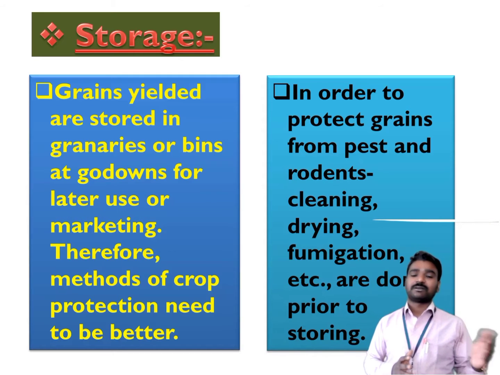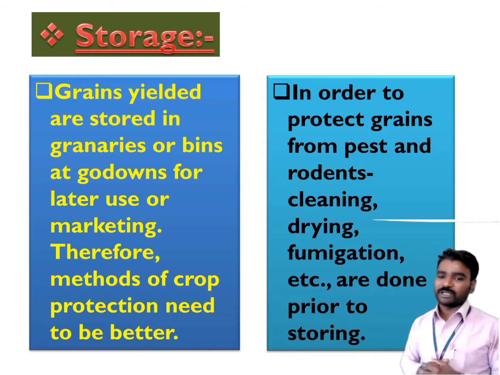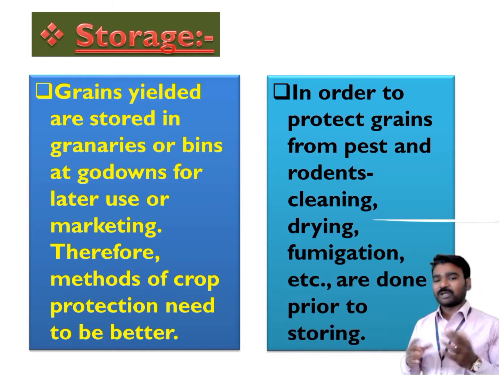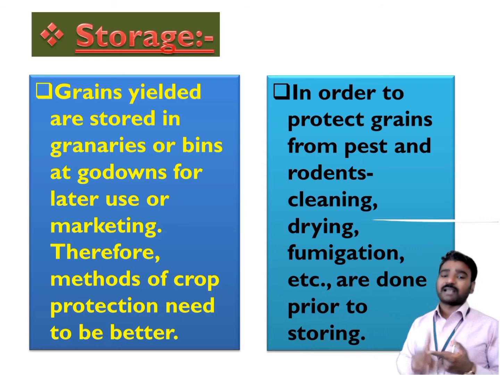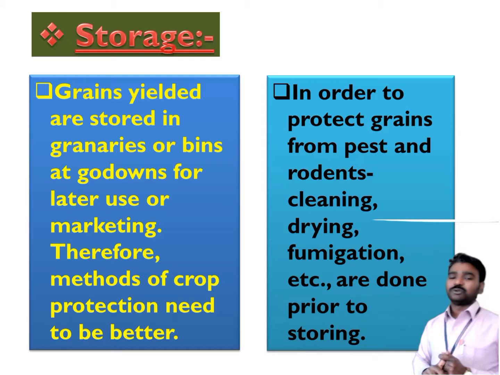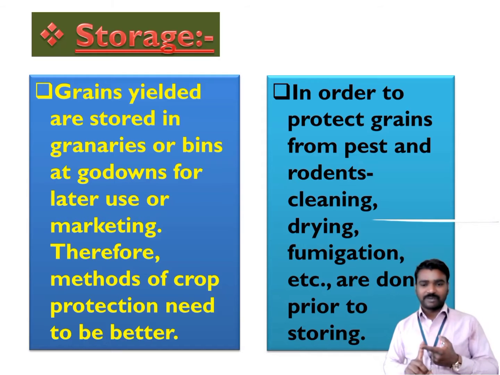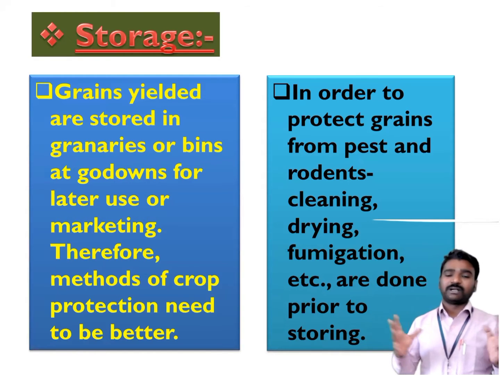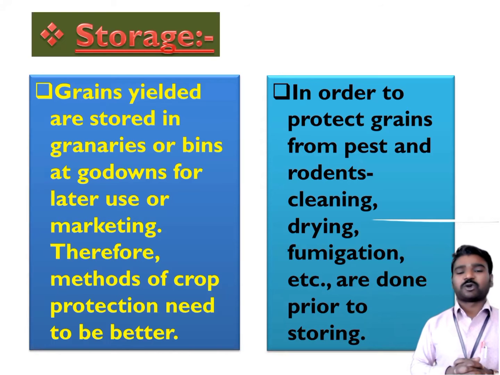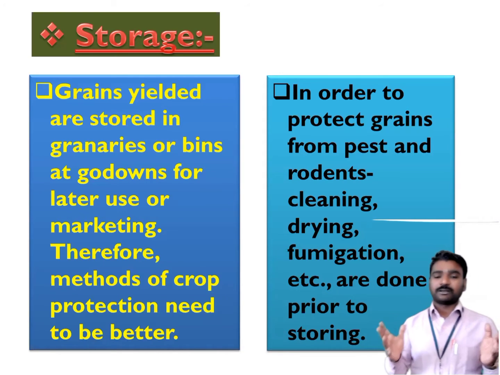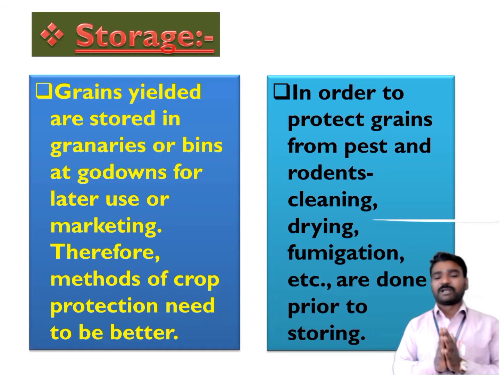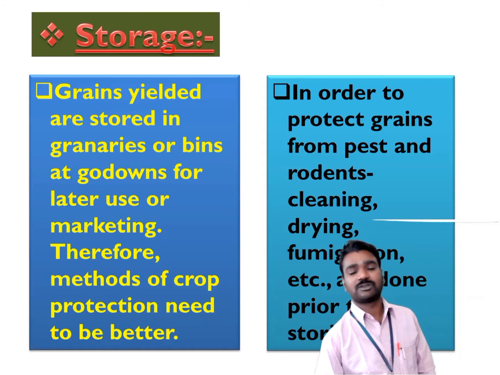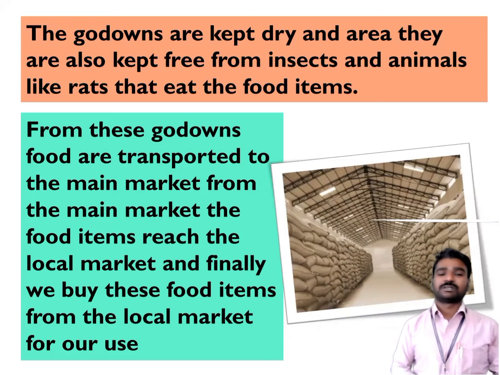These grains get wasted. So in order to protect the grains from pests and from rodents, cleaning, drying and fermentation are done prior to storing. So the places where they store have to be clean and dried, and we have to take care that unwanted, harmful microorganisms should not grow in those places. These things the farmer has to do before he stores the crop.